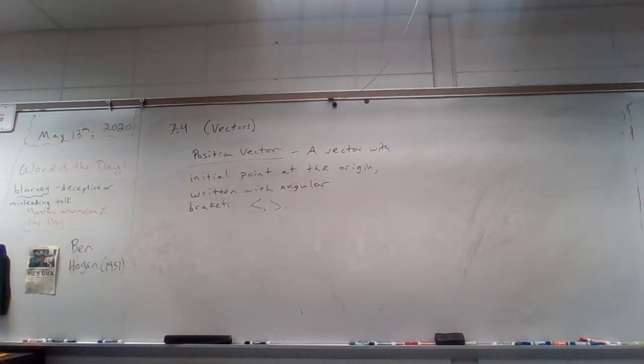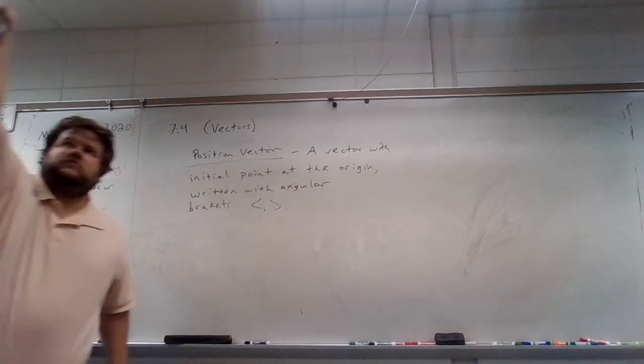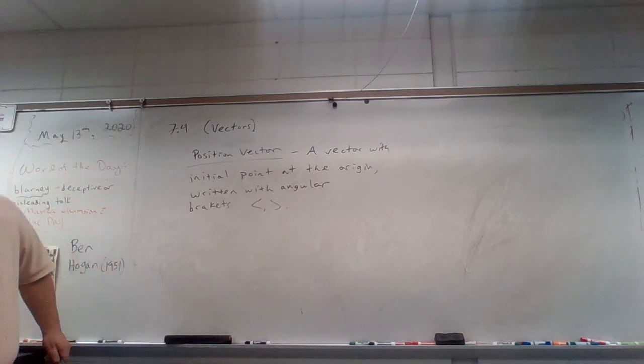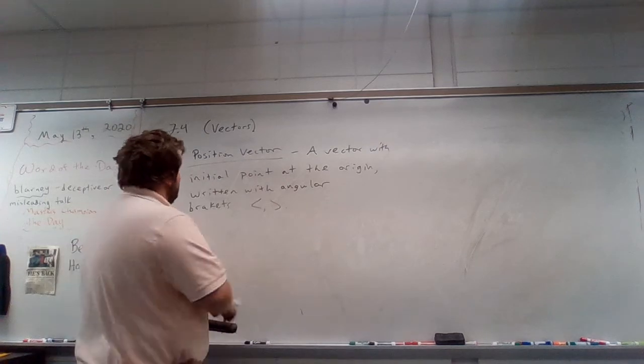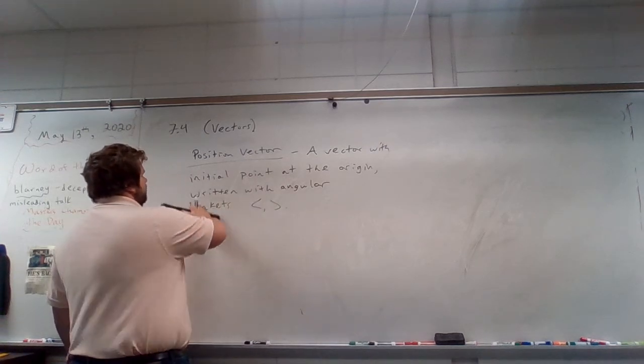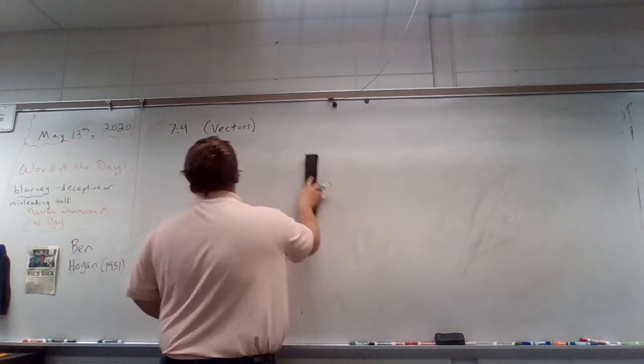So this is a common notation for vectors. And when I write them with these angular brackets, we know that we're talking about a vector where my initial point's at the origin, my terminal point's at wherever that position vector is. I'll draw some examples so we know exactly what we're looking at here. Okay. And for this, I'll probably turn on my projector. Okay.